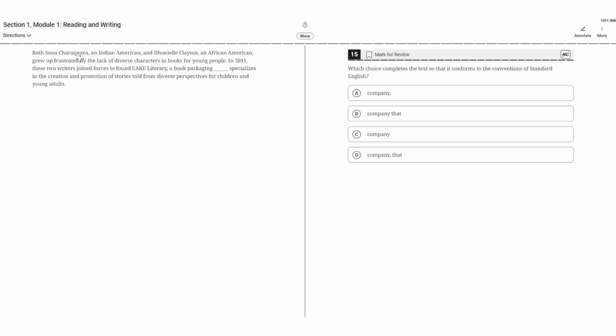Both Sonia Kharbotra, an Indian American, and Daniel Clayton, an African American, grew up frustrated by the lack of diverse characters in books for young people. In 2011, these two writers joined forces to found Cake Literacy, a book packaging blank specializes in the creation and promotion of stories told from diverse perspectives for children and young adults. So choice A says company, comma. This is incorrect because there's no need for comma here, and it's missing a connecting pronoun.